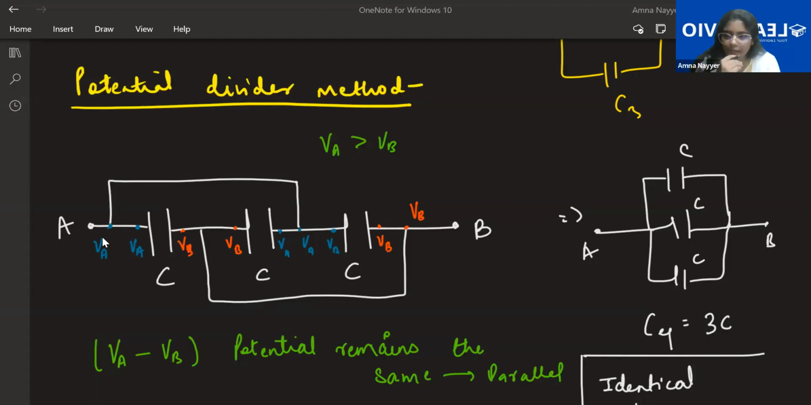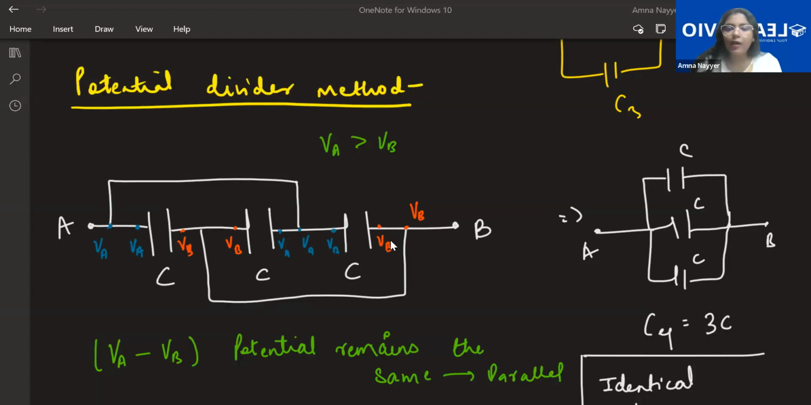This doesn't affect the potential. If it is traveling through here, it will travel completely through here and reach this point. Again it will come here, it will be VA, but it cannot cross the capacitor here. Here also it couldn't cross, so it was stopped here, and here also it will go only till here. So all the VAs are set. We cannot put more VAs.